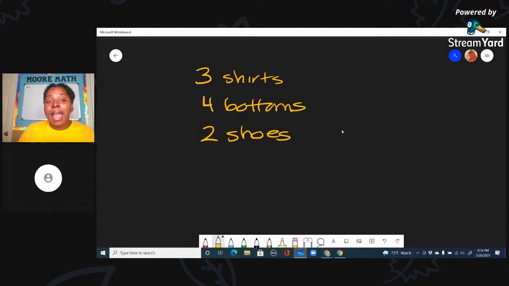Instead of listing it all out, you actually can multiply all of these together. This is called the fundamental counting principle. Now, I don't know if your teacher showed you this, but this is the same thing as listing it out.